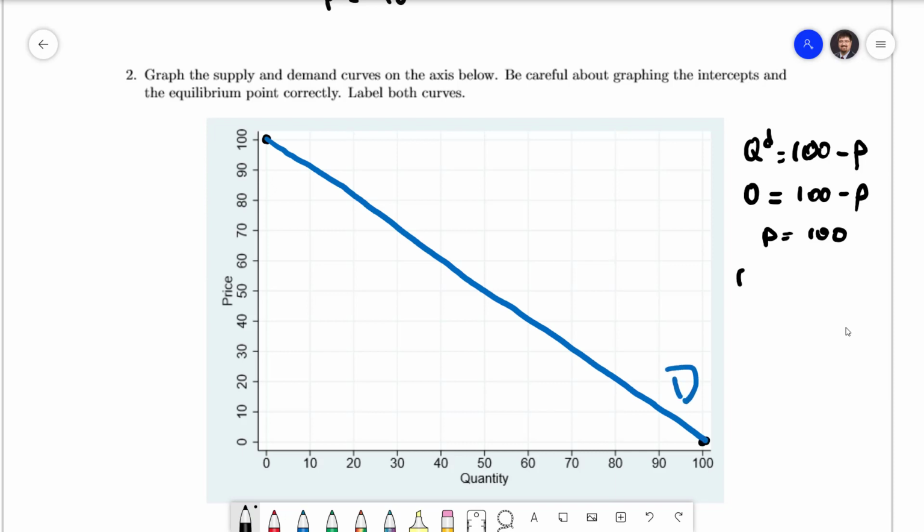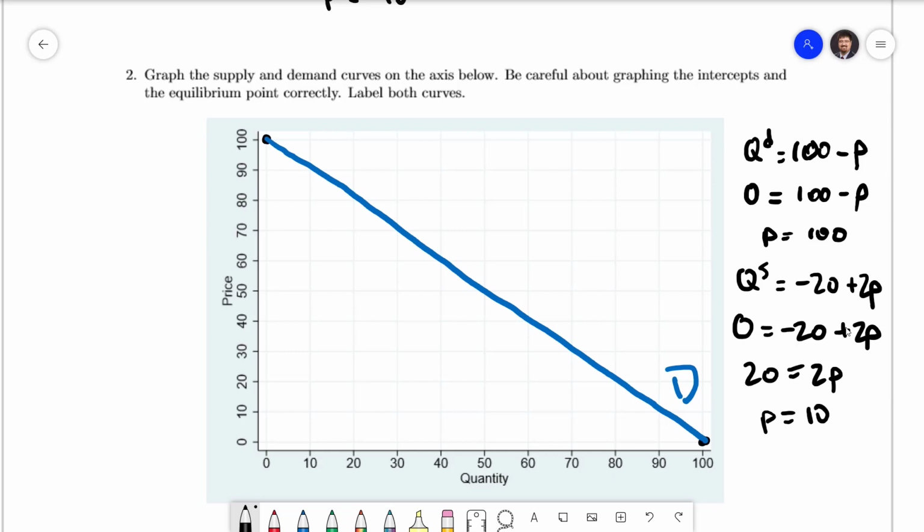Our supply function is Qs equals negative 20 plus 2p. I always start with the price axis intercept. What would the price have to be to drop the quantity supplied to 0? 0 equals negative 20 plus 2p. Add 20 to both sides. Divide both sides by 2. We get p equals 10. And so that's going to be our intercept.